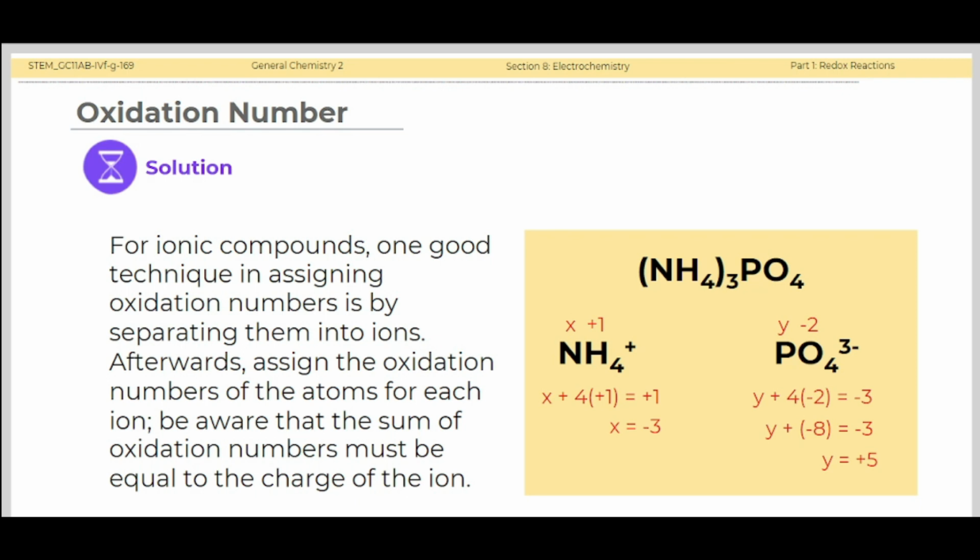For ammonium, given that each hydrogen has an oxidation number of positive 1, and the charge of the ion is positive 1, we can solve for the oxidation number of nitrogen, which is negative 3. For phosphate ion, each oxygen has an oxidation number of negative 2, and the charge of the ion is negative 3. Solving for the oxidation number of phosphorus, we get a value of positive 5.